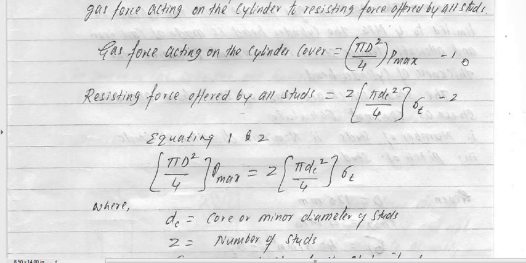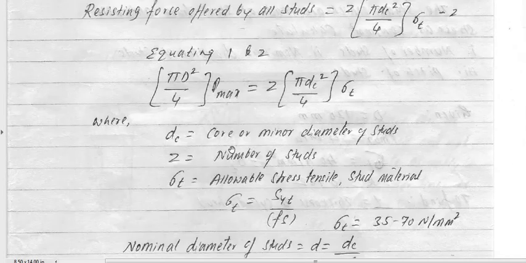Equating equation 1 and equation 2, we get pi by 4 D squared into P_max is equal to Z into pi by 4 d_c squared into sigma_t, where d_c is the core or minor diameter of the studs, Z is the number of studs, with minimum and maximum numbers possible, and sigma_t is the allowable tensile stress of the stud material. Sigma_t is nothing but the yield strength divided by the factor of safety.